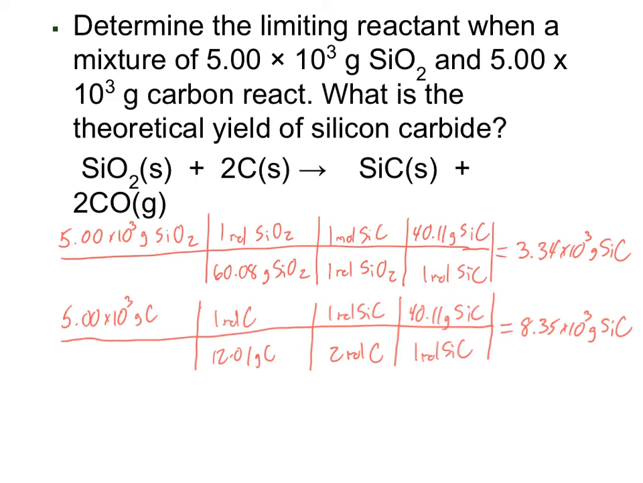And so we can easily see that the amount of silicon carbide formed from our silicon dioxide at 3.34 times 10 to the third is significantly less than the amount of silicon carbide that can be formed based on the amount of carbon. Therefore, the most amount of silicon carbide that can be formed in this reaction is our 3.34 times 10 to the third grams of silicon carbide, and that silicon dioxide is our limiting reactant.